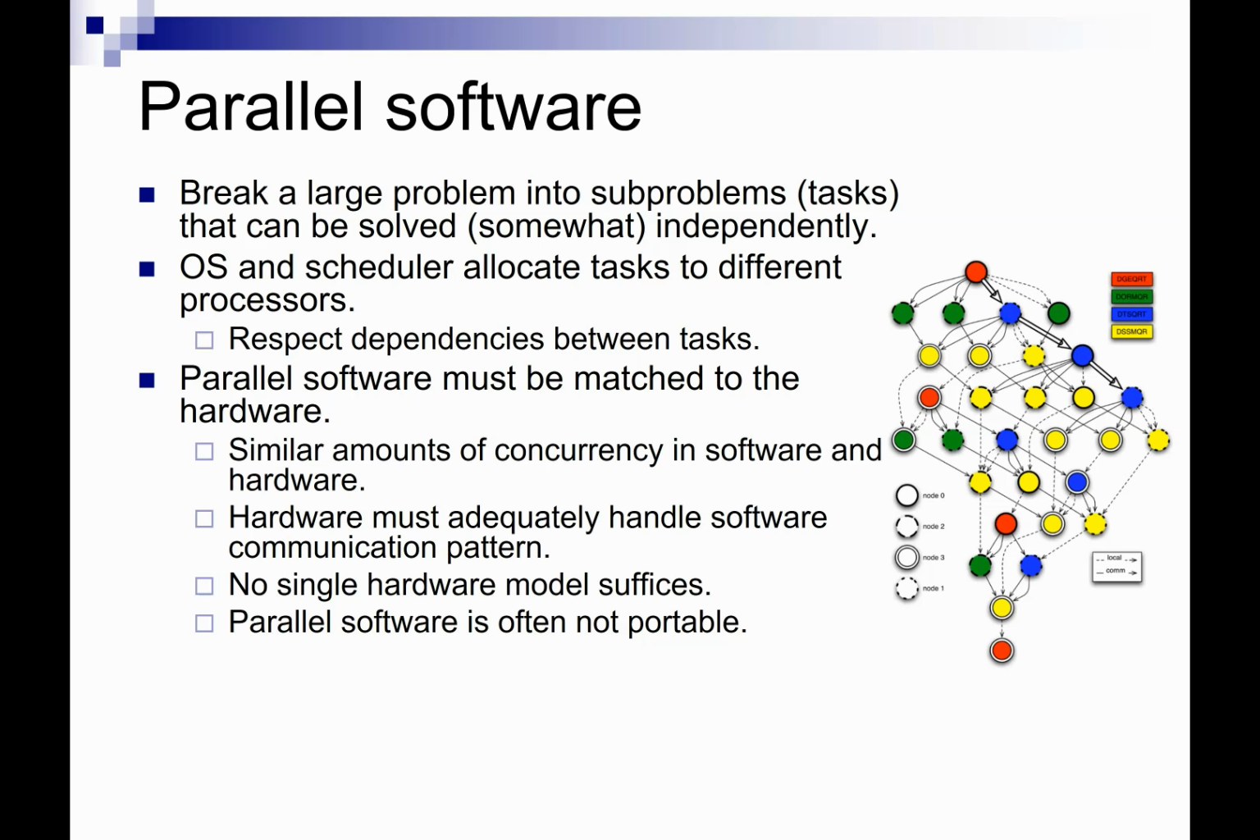Because different programs require different types of hardware in order to run efficiently, that implies that there's no single type of parallel hardware that is efficient for all parallel software. Another way to say that is that parallel programs are not portable. If you take one particular parallel program and run it on different parallel machines, you're going to get very different performance, because, for example, some of those machines might support very efficient communication, whereas others do not. So this is another reason that you need to match the requirements of your software to the capabilities of your hardware.